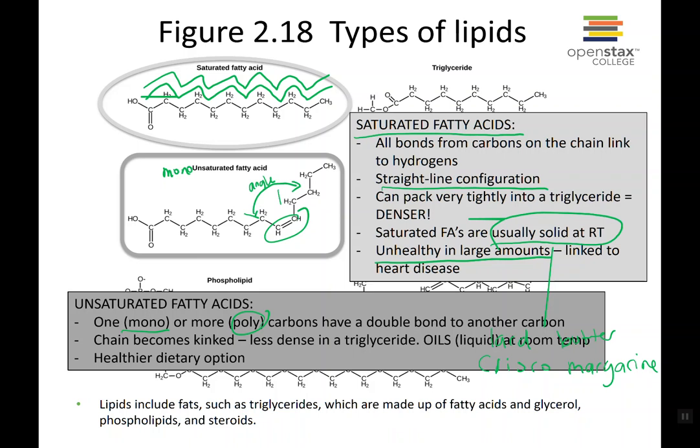So if I tried to stack another one on top of this one, I'd end up with more space between them because they are not as able to pack tightly. And that's why they are liquid at room temperature. So olive oil and other cooking oils are unsaturated, and these are a healthier dietary option.